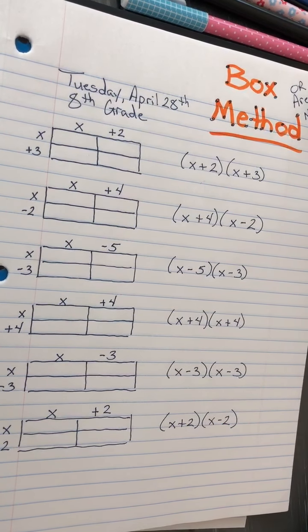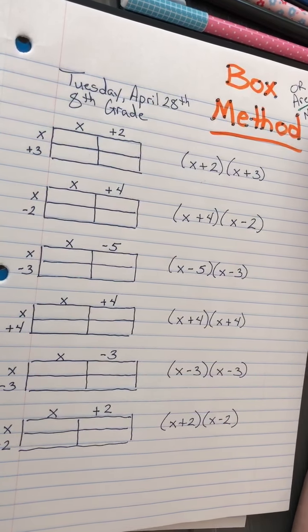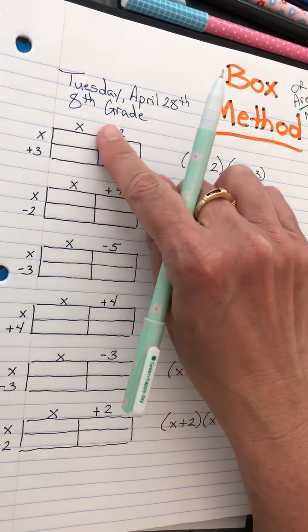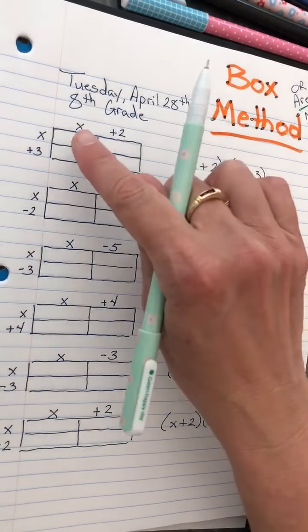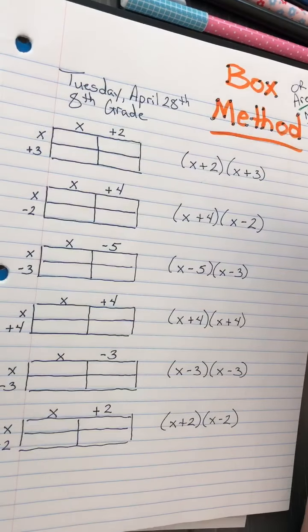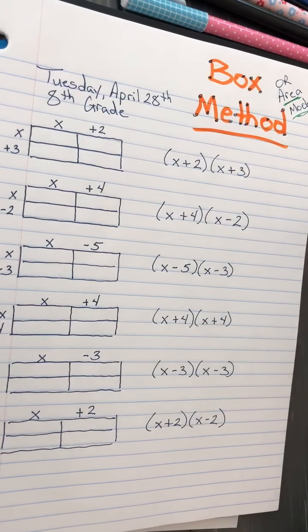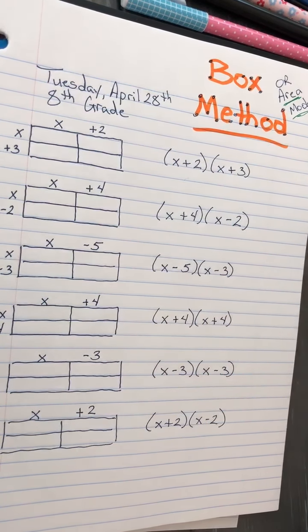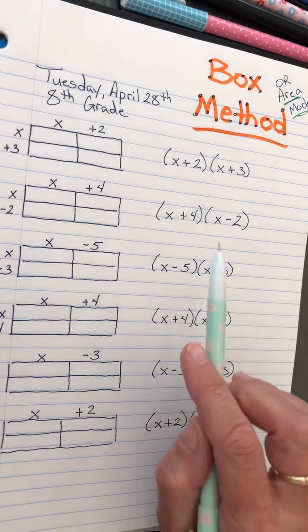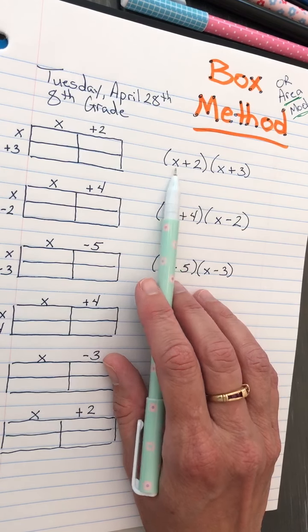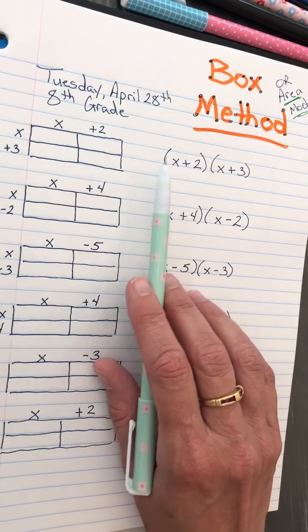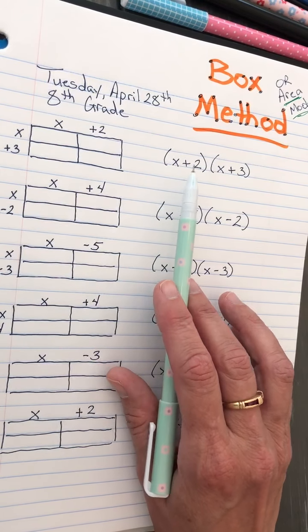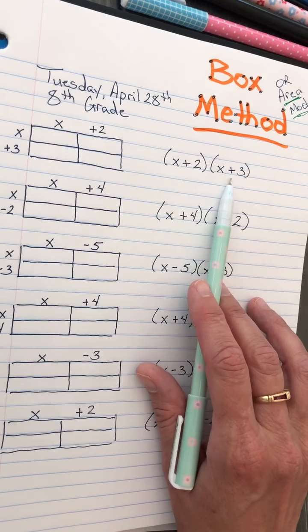Today we're going to do another day working on the box method, or sometimes it's called the area model, because when you multiply, it's kind of like you're figuring out the area inside a rectangle. This method is handy for starting to learn how to multiply binomials by another binomial. Remember, a binomial is anything that has two terms within the parentheses. So that's why this is a binomial times a binomial.